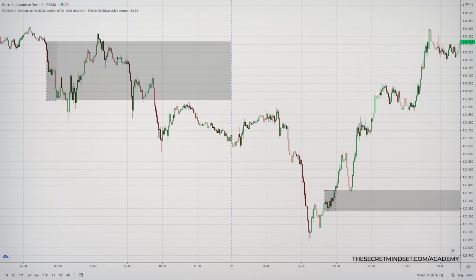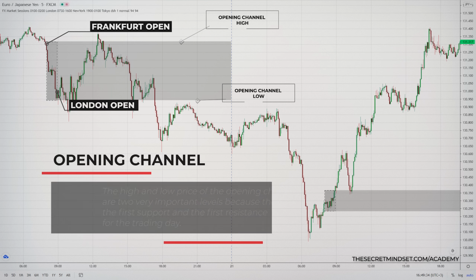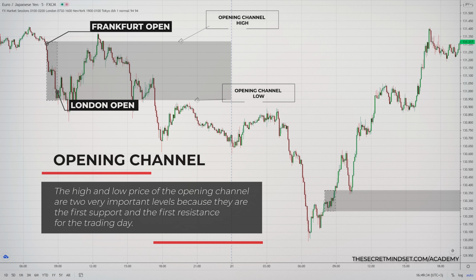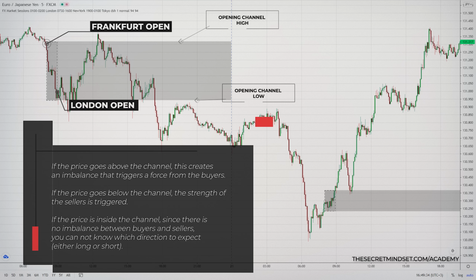This example shows the opening channel from 7 GMT, the opening of Frankfurt, to 8 GMT, the opening of London. These lines represent the low price and the high price formed within this hour, thus determining the opening channel. The high and low price of the opening channel are two very important levels, because they are the first support and the first resistance for the trading day. Remember, we don't trade inside the channel. If the price goes above it, it creates an imbalance that triggers a force from the buyers, and vice versa. If the price goes below, the strength of the sellers is triggered. If the price is inside the channel, since there is no imbalance between buyers and sellers, you cannot know which direction to expect, either long or short.